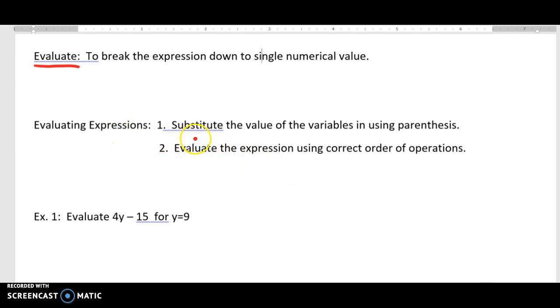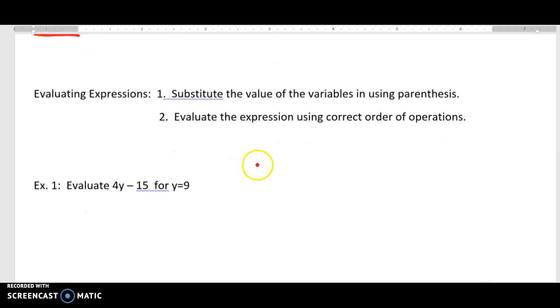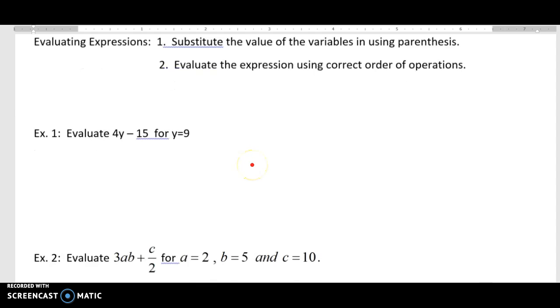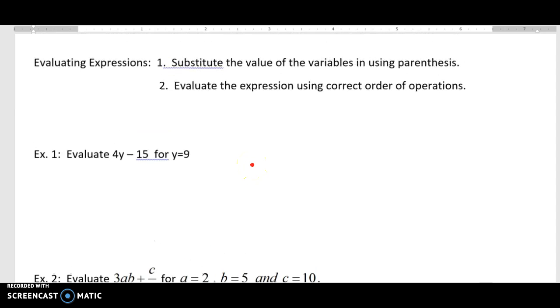So evaluating expressions, the first thing you're going to do is substitute the value of the variables using parentheses. And then number two, you're going to evaluate the expression using correct order of operations. Now, the reason I like to use parentheses is because then signs don't get all mixed up.